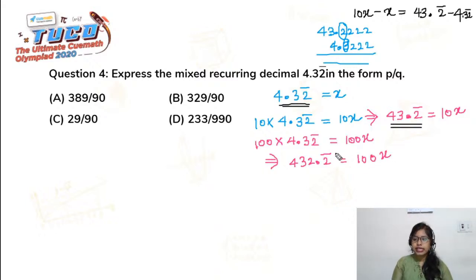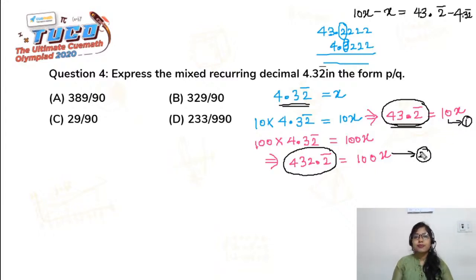Now if you subtract this number 432.2 bar and 43.2 bar, you can see that after the decimal, both of these have 2 bars. We actually got rid of this 3. So they will subtract and the decimal digit turns out to be 0. And that's what our requirement was. So can I take this as equation 1 and this as equation 2 and subtract them? Yes, we can do it.